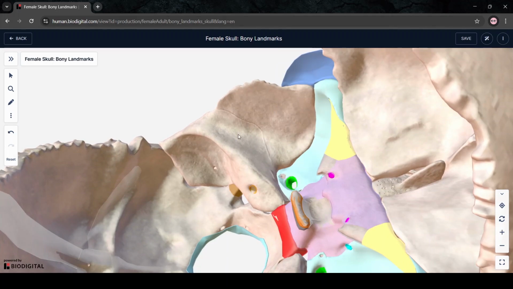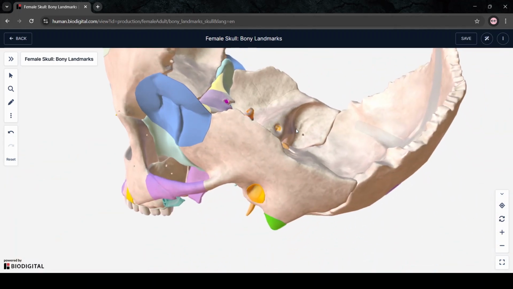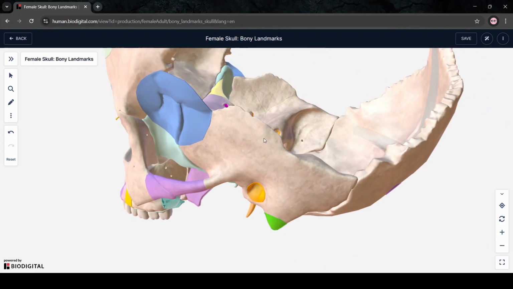This part of the temporal bone, where the line is, the anterior part from the line, is considered to be the squamous part of the temporal bone. Squamous is flat, so this is considered to be the flat part of the temporal bone. Let me just show you from the outside. This here is the flat part of the temporal bone.